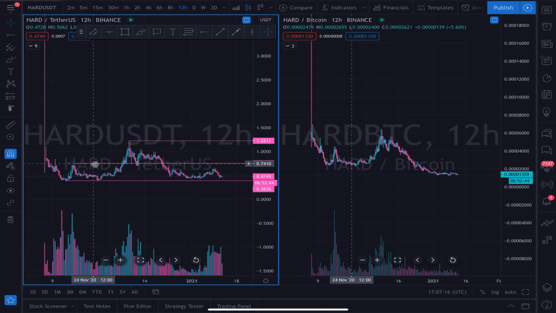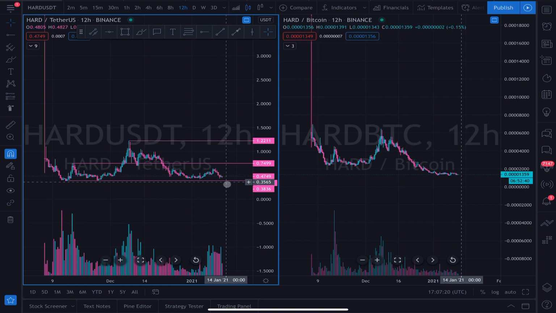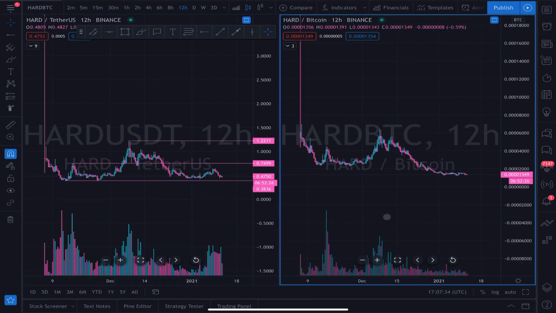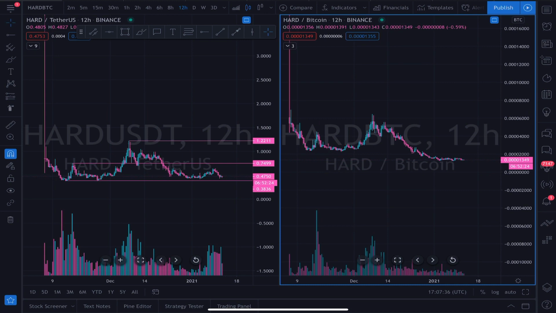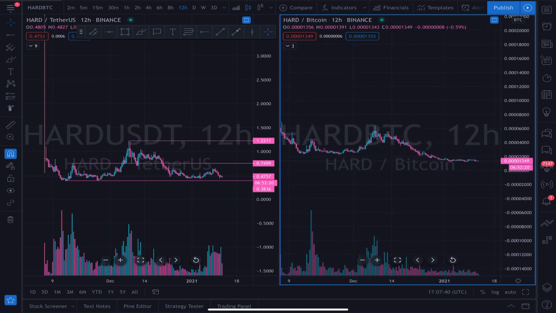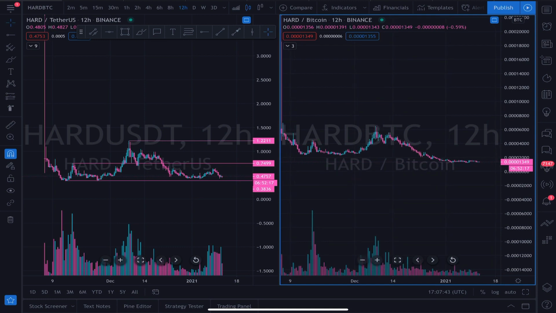For those who are wanting to look at the obvious, we have kind of a head and shoulders pattern, but I don't really pay attention to those types of things. I just focus on the trend and I focus on the volume. We got a surprising amount of volume here on the dollar pair that does not seem to be existent on the Bitcoin pair. So I just guess that nobody's really trading the Bitcoin pair, or there's just a lot less traders interested in this asset on the Bitcoin pair. So, you know, it is what it is.